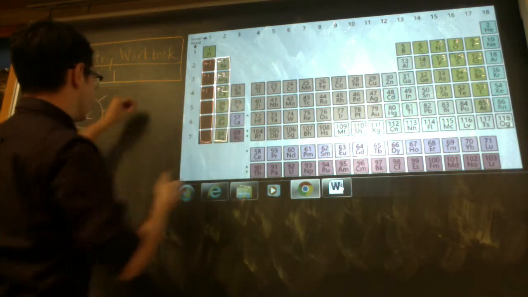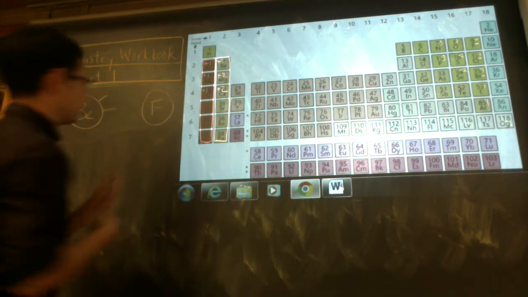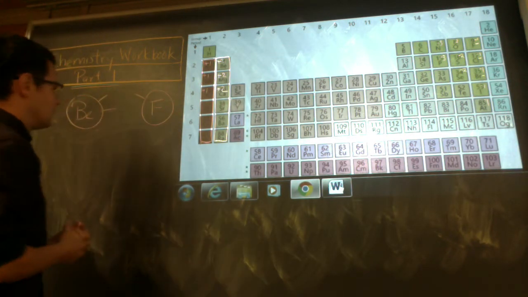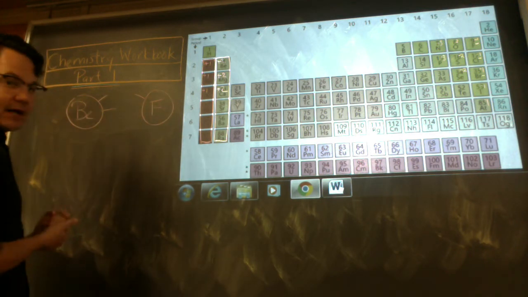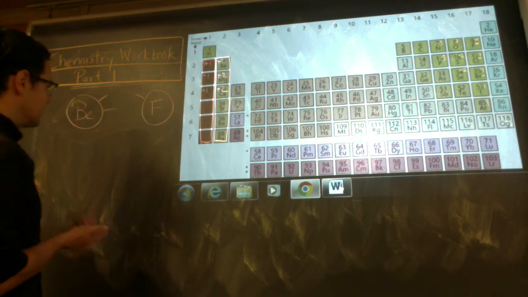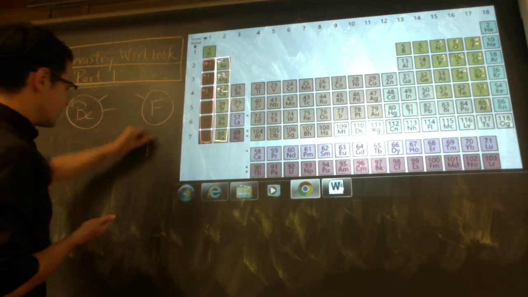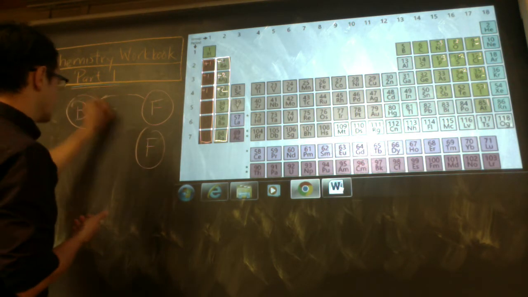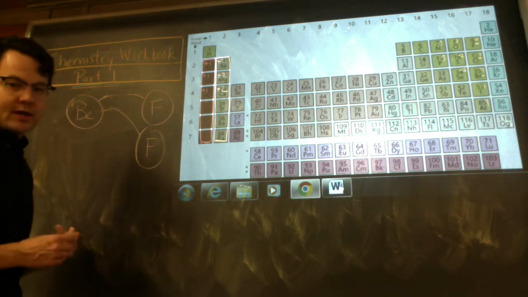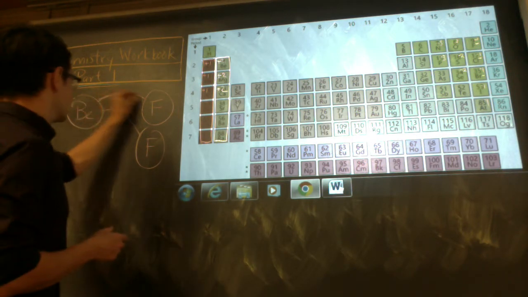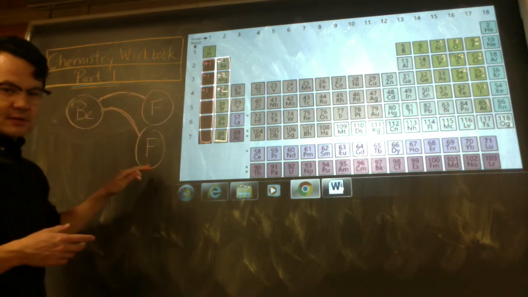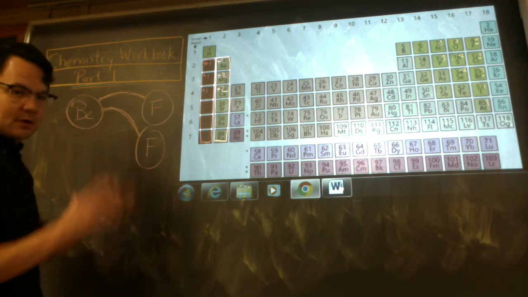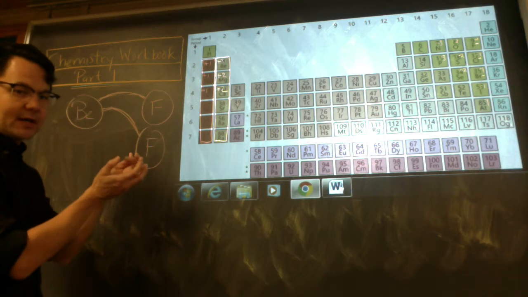And let's say fluorine has one electron that it wants to gain. Well, we've got two little guys here and only one here. So we need another fluorine to make that work out. Okay, not very sophisticated looking, but that's kind of how it works out. Two fluorines and one beryllium will make a beryllium fluoride.